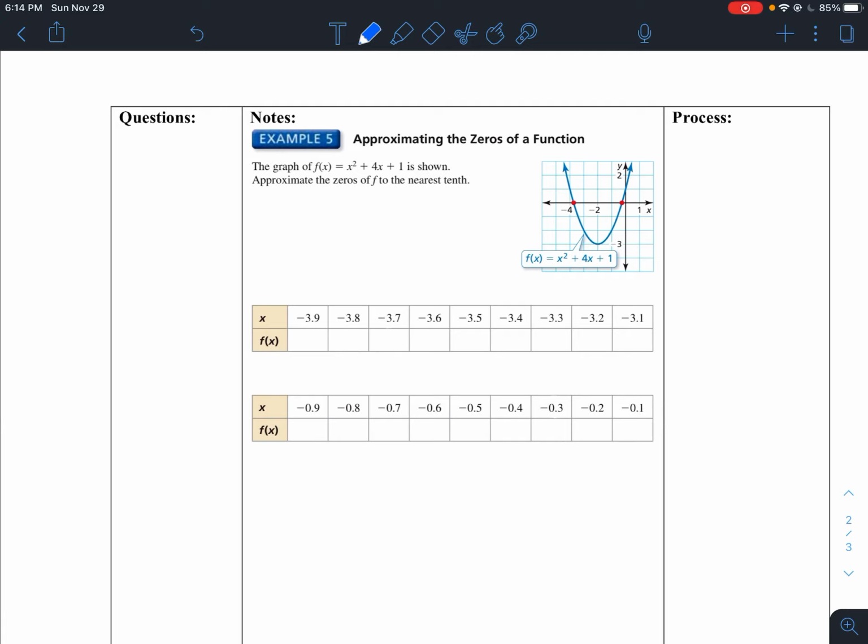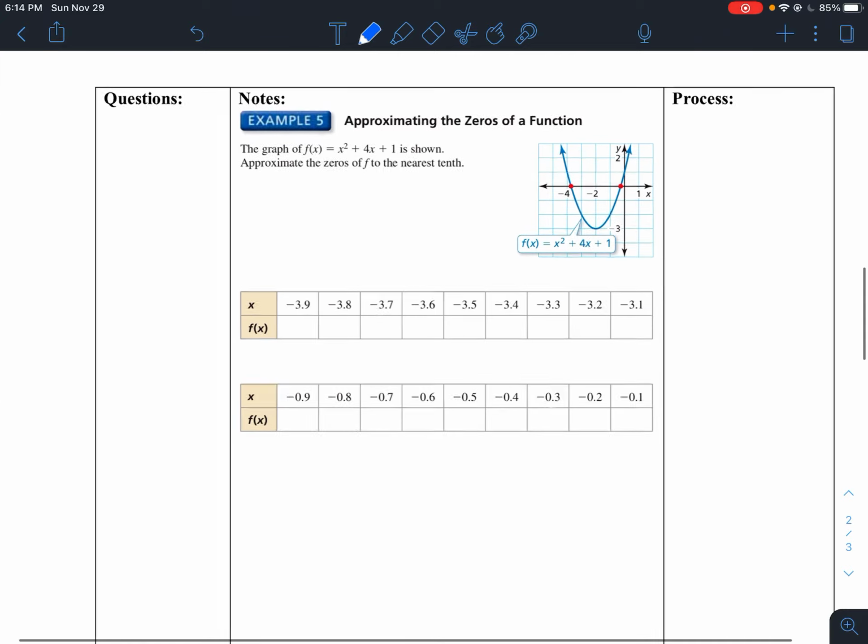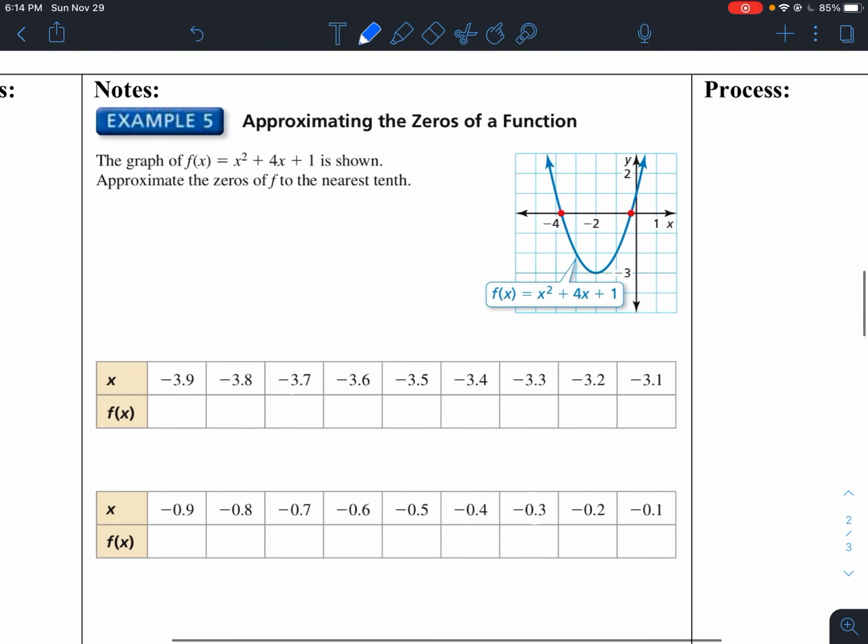Okay, now let's look at this one right here. This one is approximating. So in this example, we're trying to approximate where the 0 is at. So we have a graph of x squared plus 4x plus 1, and that's shown right here.